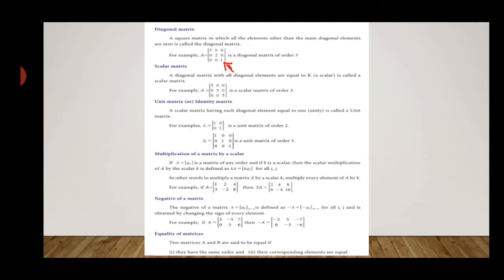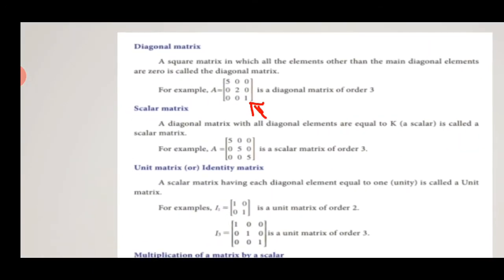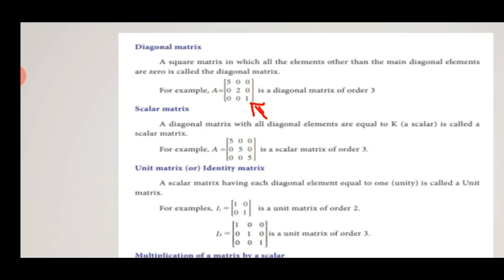So next one is diagonal matrix. In this one, the elements will be present only along the diagonal. A diagonal matrix is a square matrix in which all the elements other than the main diagonal elements are zero. So only in the main diagonal you will have entries. For example, A equal to 5 0 0, 0 2 0, and so on. In that, the red color arrow shows the diagonal along 5 to 1. Only in that diagonal you have numbers, except that you can see only zeros, right? So it is a diagonal matrix of order 3.